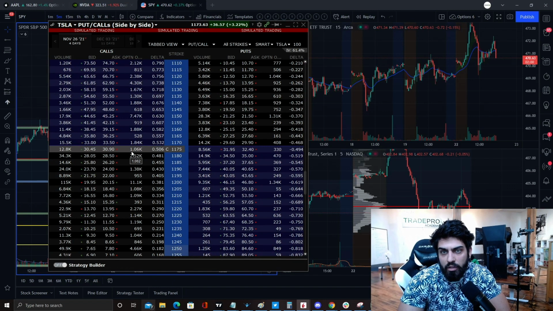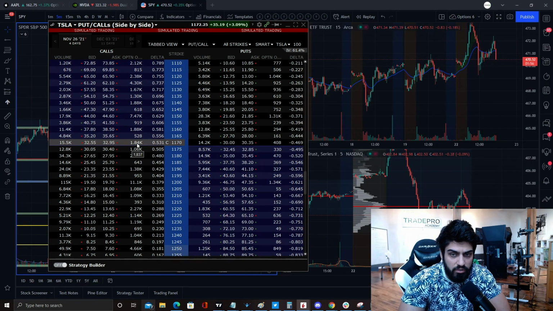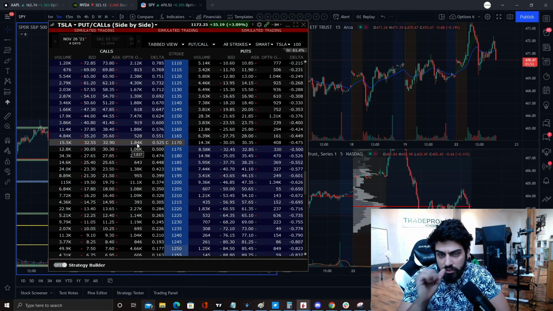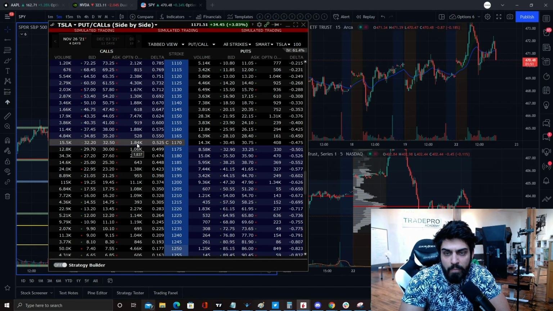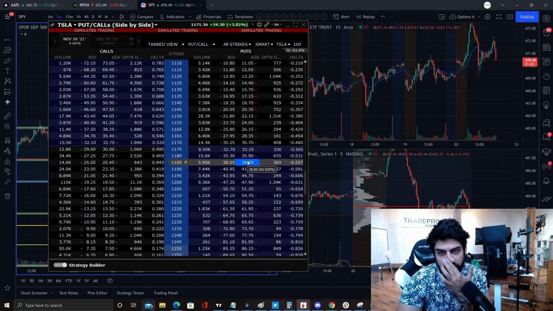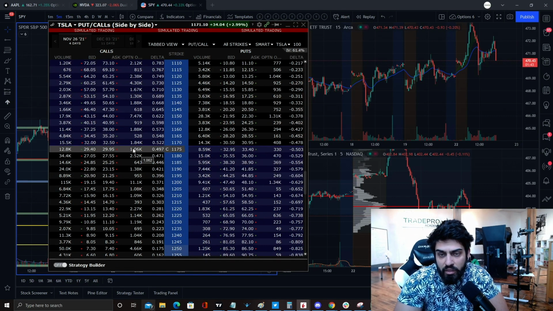So the way that option open interest decreases is that a contract closes, it's exercised, or it expires. So by the end of this week, the open interest for these November 26th Tesla calls or puts is going to go down to zero, because they are going to expire. Some are going to be exercised.